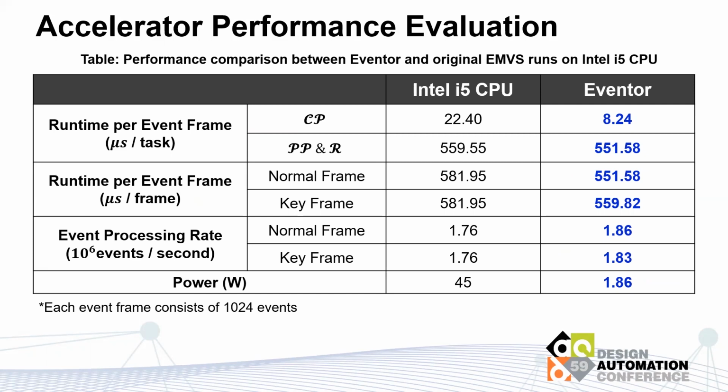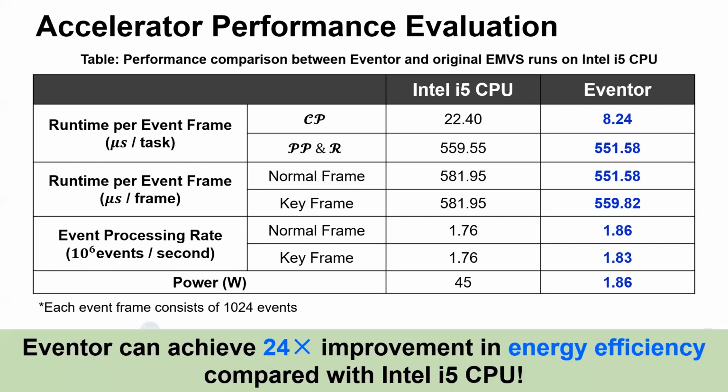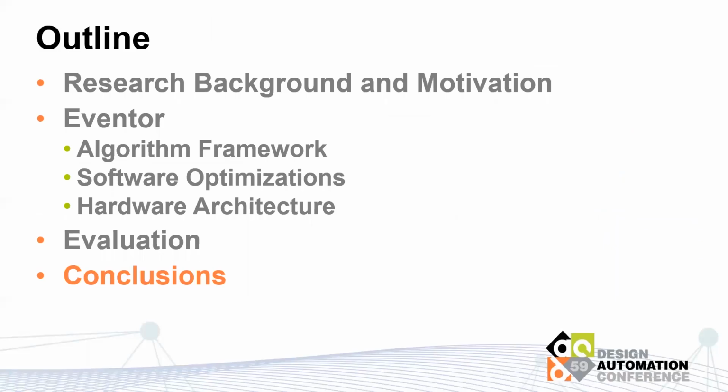Compared with Intel i5 CPU, the event processing rate of Eventor is just slightly higher. However, in terms of power consumption, Eventor shows great advantage. So, for the energy efficiency of the entire system, Eventor can achieve up to 24 times improvement compared with desktop CPU. At last, here's a summary of our work.